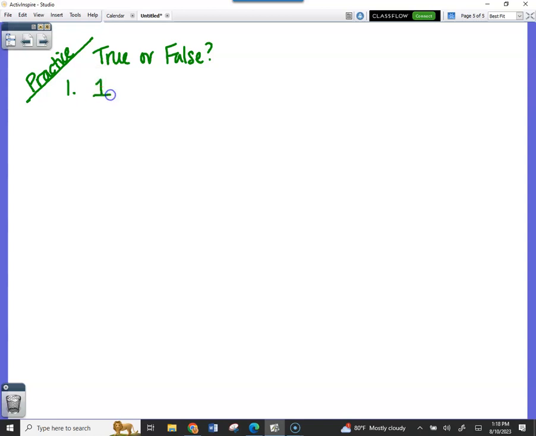I'm gonna do my 1 like that because I'm afraid if I write the way I really write a 1, you're gonna think it's an L. So 1. Little e.